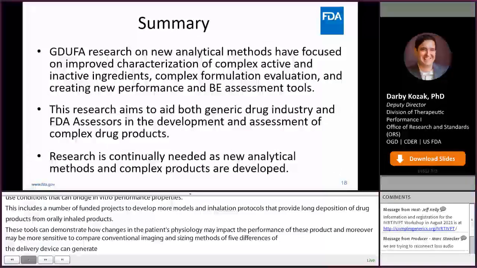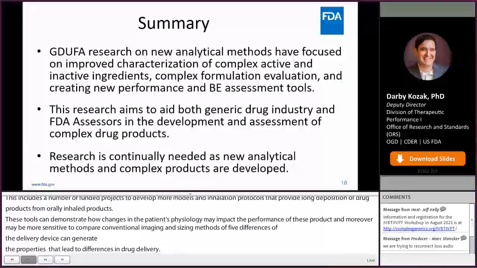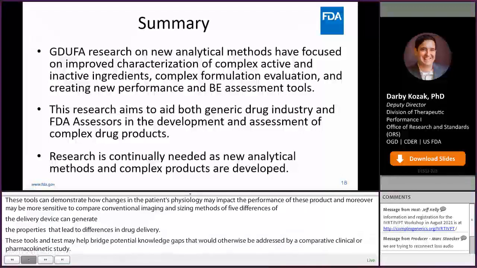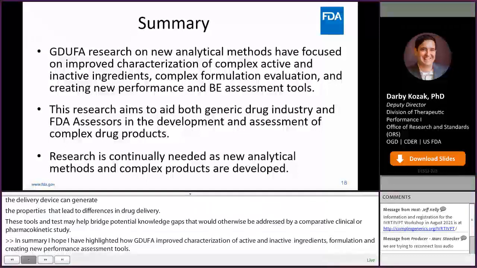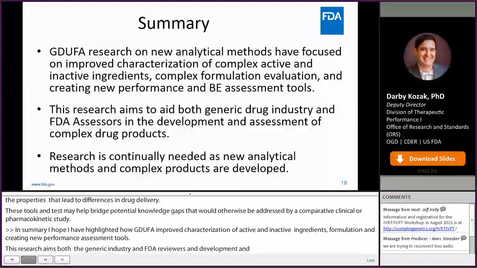In summary, I hope that I've highlighted how GDUFA research on new analytical methods has improved characterization of complex active and inactive ingredients, complex formulation evaluation, and creating new performance and BE assessment tools. This research aims to aid both generic industry and FDA reviewers in the development and assessment of complex drug products, this research is continually needed as new analytical methods and complex products are being developed, and feedback is needed to focus GDUFA research in areas that will have the greatest relevance and impact to industry and the public.